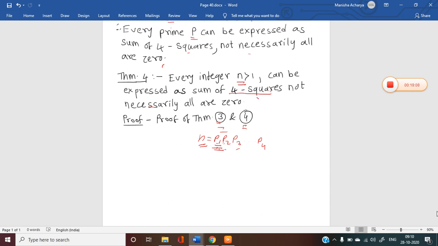So if theorem 4 is asked, then you have to write down the proof of theorem 4, and you have to mention the statement of theorem 3. Okay, so using that we get this result.